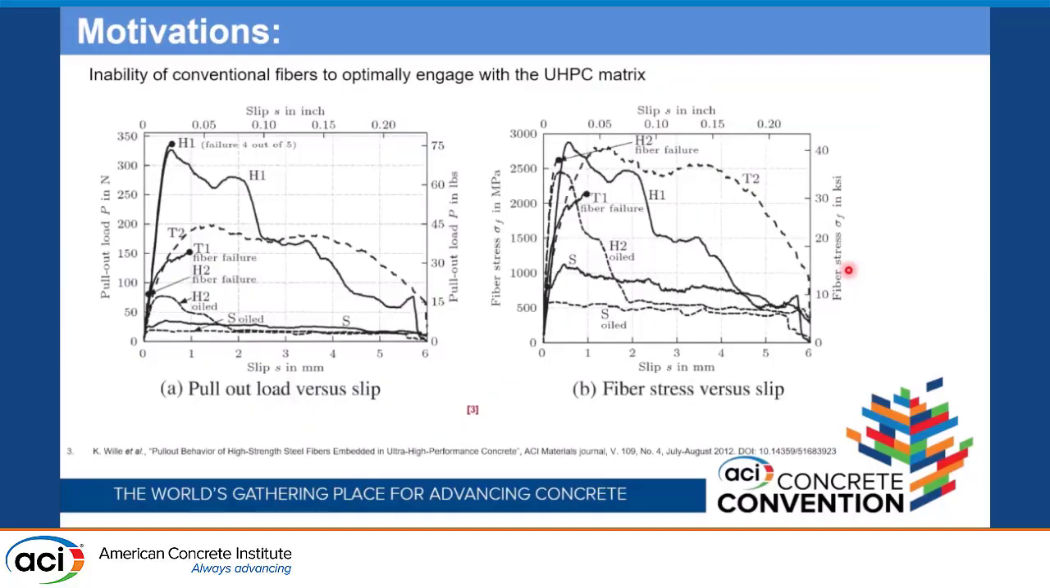The first motivation is the inability of the conventional fibers to engage well with the UHPC matrix. This is a pull-out test that had been done in 2012, quite a while back. Three different fibers were tested: straight, hooked, and twisted fiber. When we look into the fiber stress-slip relation, in the case of the straight fiber, the fiber stress is quite low. But in the case of the hooked and the twisted fiber, the fiber stress is very high, but in certain cases the fiber fails. So sometimes the fiber stress is not high enough and sometimes so high that the fiber fails. So the conventional fibers are not engaging optimally with the UHPC in terms of fiber pull out in all the cases.